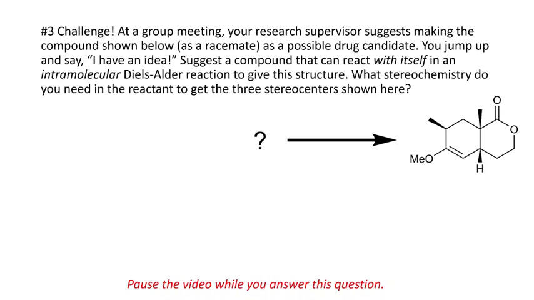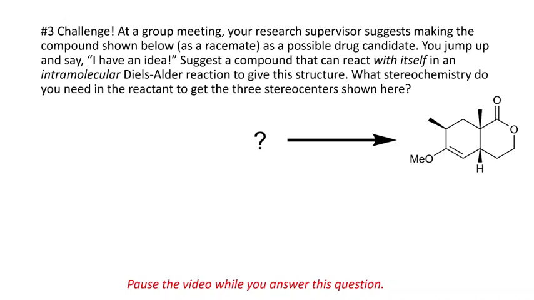All right, this is a good challenge. Think about it. Take some time. See what you can do. You have to deconstruct this product back into the appropriate diene with the right stereochemistry and put it together again and make sure you get this. Okay, good luck. Pause the video, answer the question, come on back. Let's see what you got. Okay, we're back. How are we going to do this?